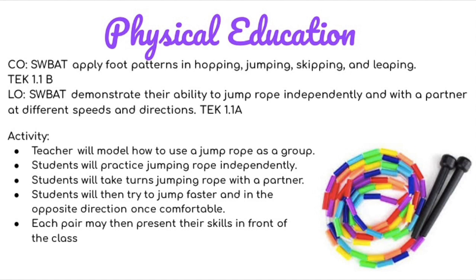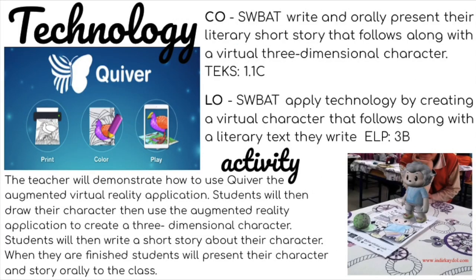The students will practice jumping rope first independently. The students will take turns jumping rope with a partner. The students will then try to jump rope faster and in the opposite direction once comfortable. And if they choose, each pair may present their skills in front of the class. The next activity is through technology.